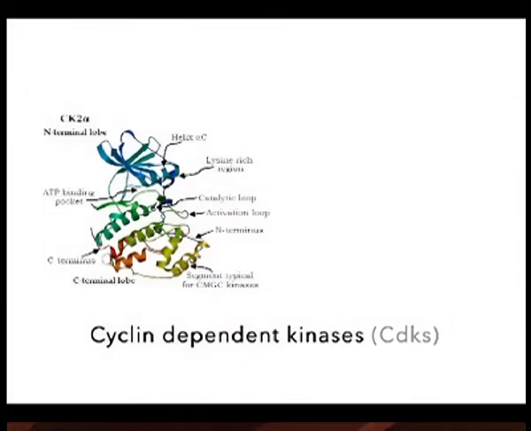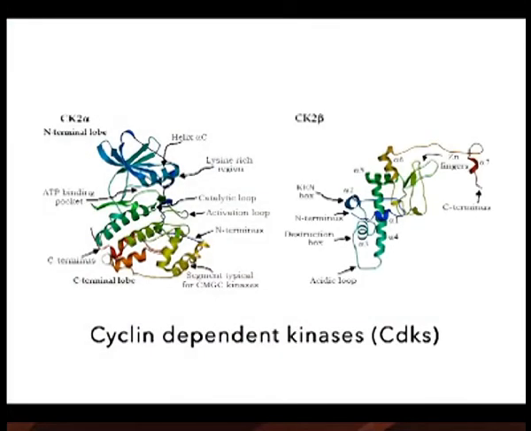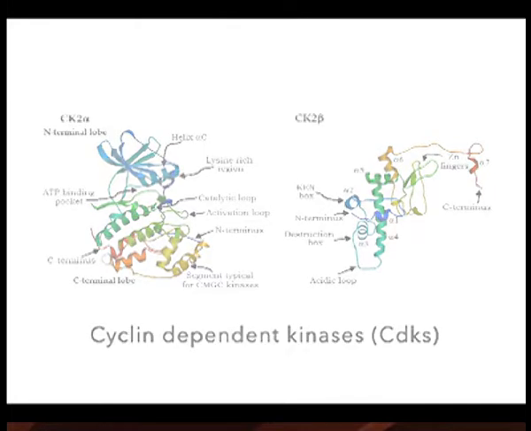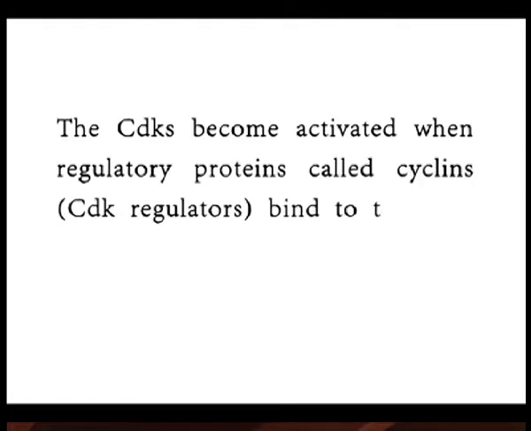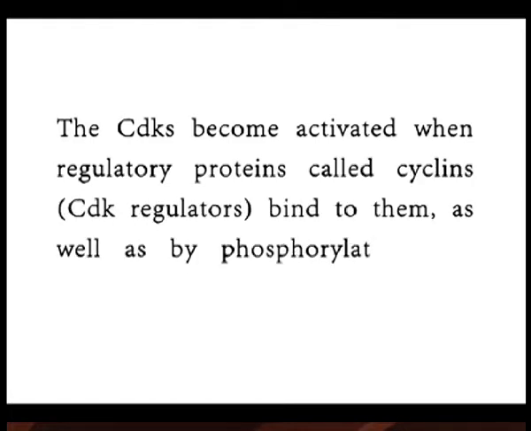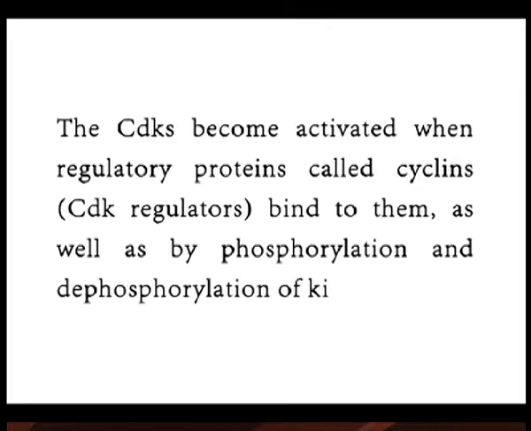So lastly, we shall look at how this cell cycle is controlled. That is the control of the cell cycle, or we can say regulation of cell division. The cell cycle control system consists of various cyclin-dependent kinases. We call them CDKs. The CDKs become activated when regulatory proteins called cyclins, also called CDK regulators, bind to them, as well as by phosphorylation and dephosphorylation of kinase.